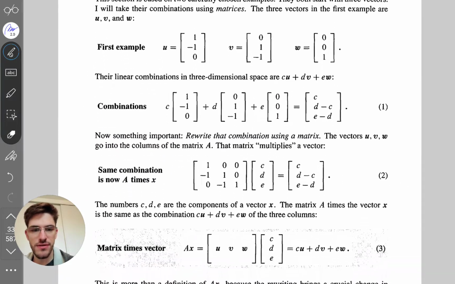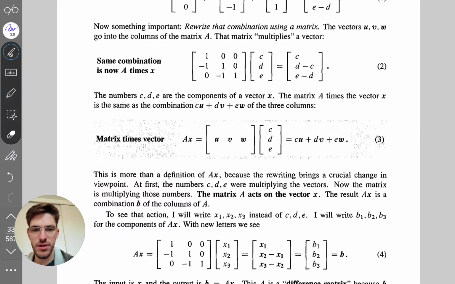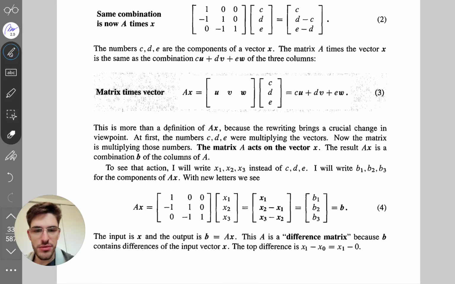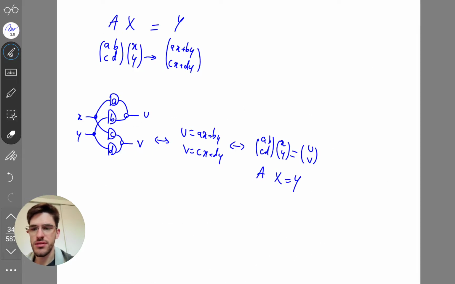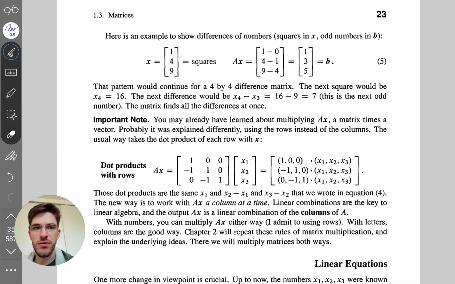The way they justify it is, let's look at all the combinations of these three things. And I don't really know why this is important. Why is this important? This A is a difference matrix. What even is that? Okay, that's me, differences of numbers.